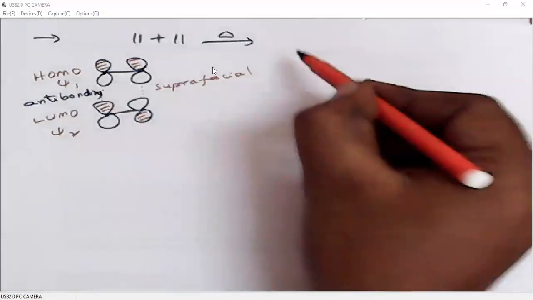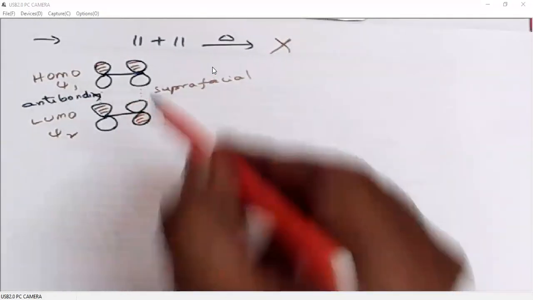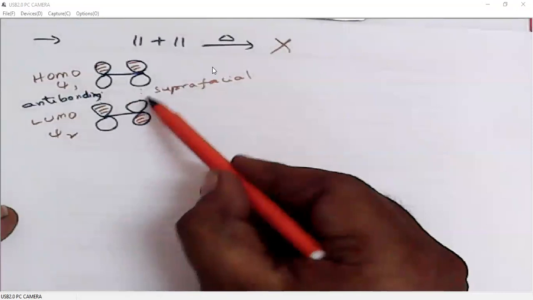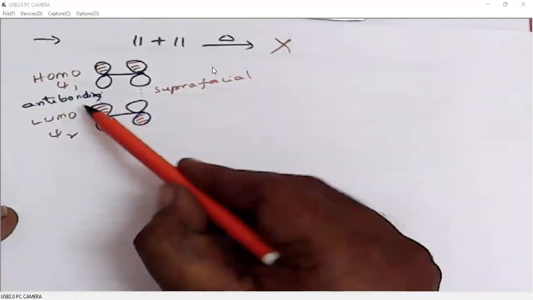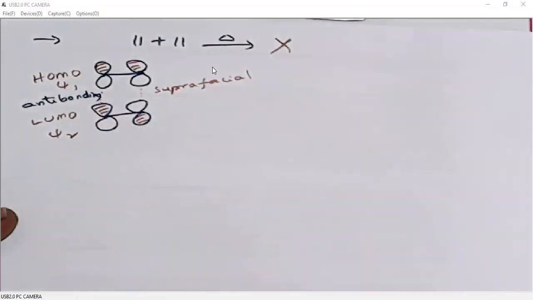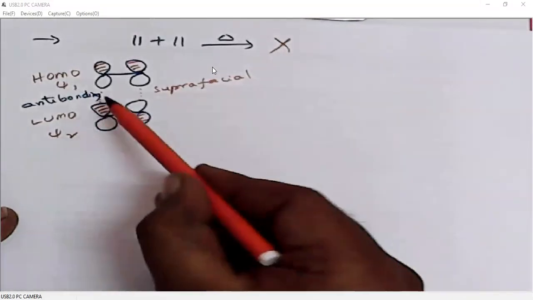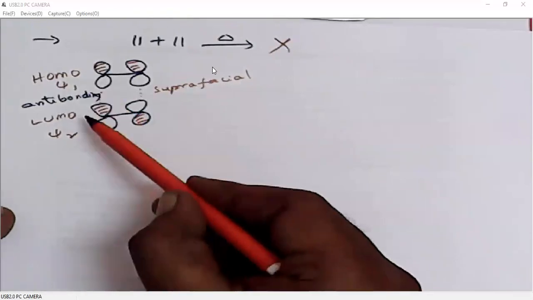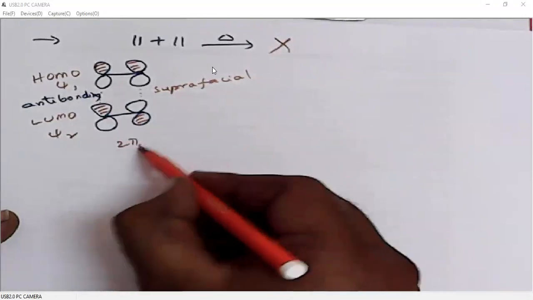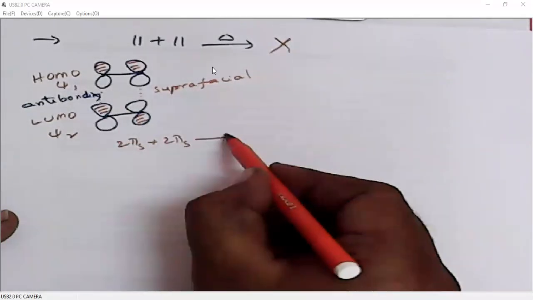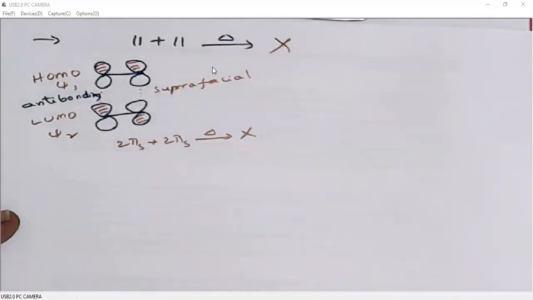It's not possible, right? Because for one molecular orbital, yes, it is following suprafacial bond formation, whereas the other is not following suprafacial bond formation. It is giving anti-bonding interaction. When anti-bonding interaction is there, there will not be a bond formation between these orbitals. So you can clearly say 2 pi s plus 2 pi s is not possible under thermal conditions.